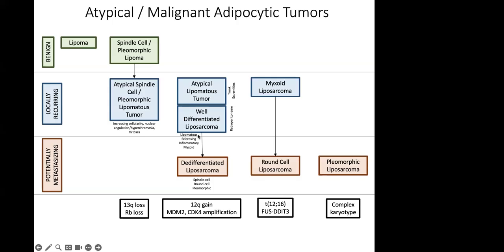Morphologic variants include fatty, sclerosing, inflammatory, or myxoid. When this goes bad, it goes to dedifferentiated liposarcoma. This entire column is MDM2-CDK4, chromosome 12q. Myxoid liposarcoma, high-grade equivalent is round cell. This is FUS-DDIT3. And then pleomorphic liposarcoma has no low-grade component and no specific genetics.